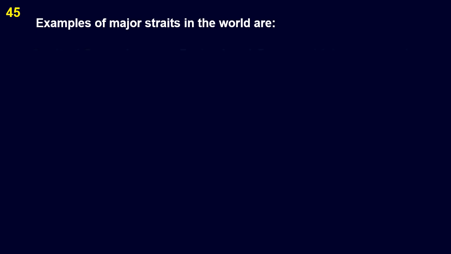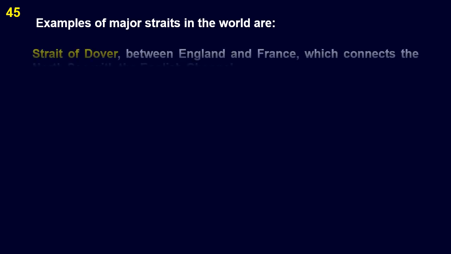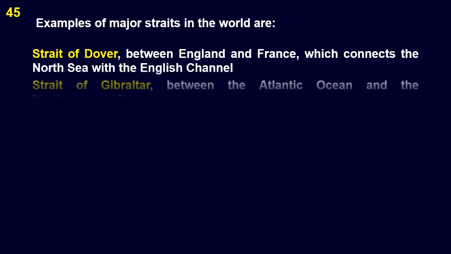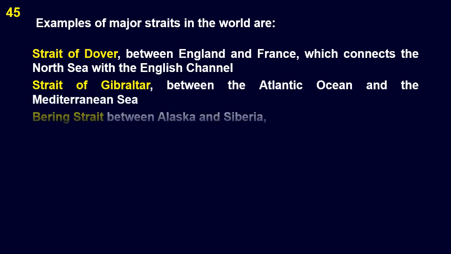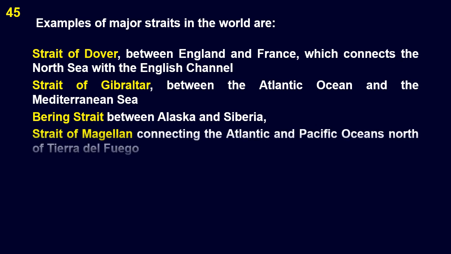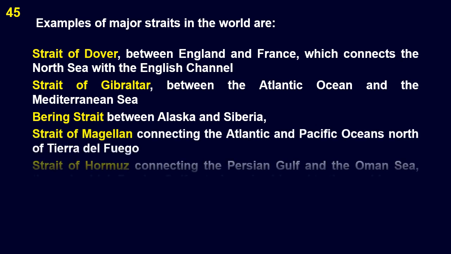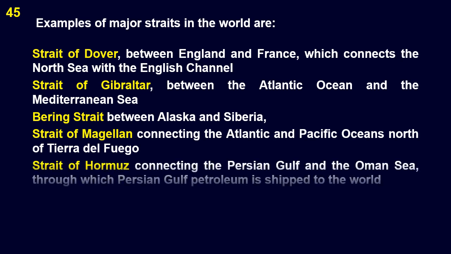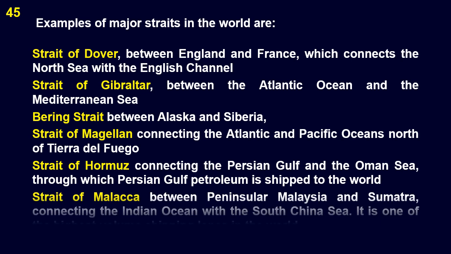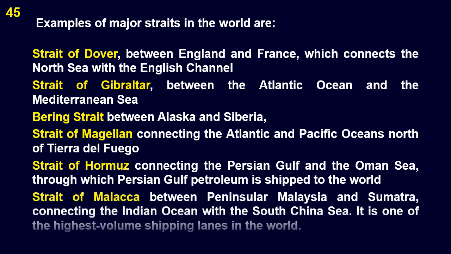Some other examples of major straits in the world are the Strait of Dover, between England and France, which connects the North Sea with the English Channel, the Strait of Gibraltar, the only natural passage between the Atlantic Ocean and the Mediterranean Sea, the Bering Strait between Alaska and Siberia, which connects the Pacific and Arctic Oceans, the Strait of Magellan, connecting the Atlantic and Pacific Oceans north of Tierra del Fuego, the Strait of Hormuz connecting the Persian Gulf and the Oman Sea, through which Persian Gulf petroleum is shipped to the world, and the Strait of Malacca, which is between peninsular Malaysia and Sumatra, and connects the Indian Ocean with the South China Sea. It is one of the highest volume shipping lanes in the world.